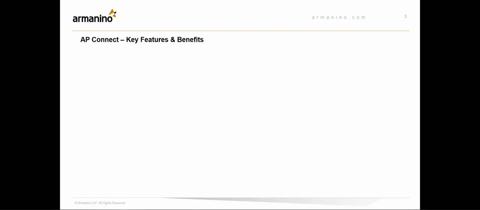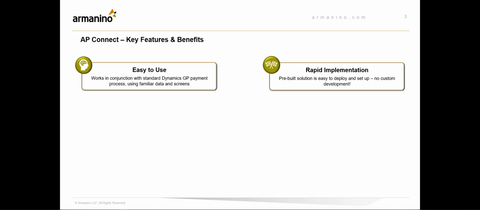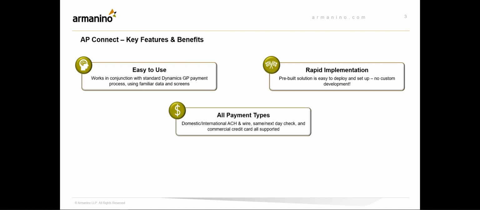When it comes to AP Connect, there are 5 main benefits to your organization. First of all, it's easy to use. AP Connect works in conjunction with the standard GP accounts payable workflow. This means that you will not have to substantially change the processes that your teams are used to running through. Since AP Connect is built directly within GP, this makes it easy to deploy. There are no external applications or logins you will have to acquire or keep up with.